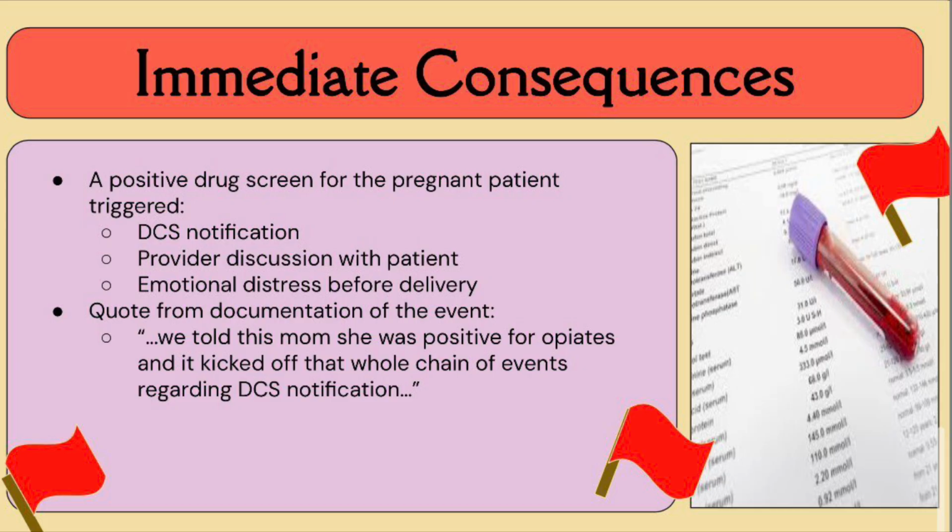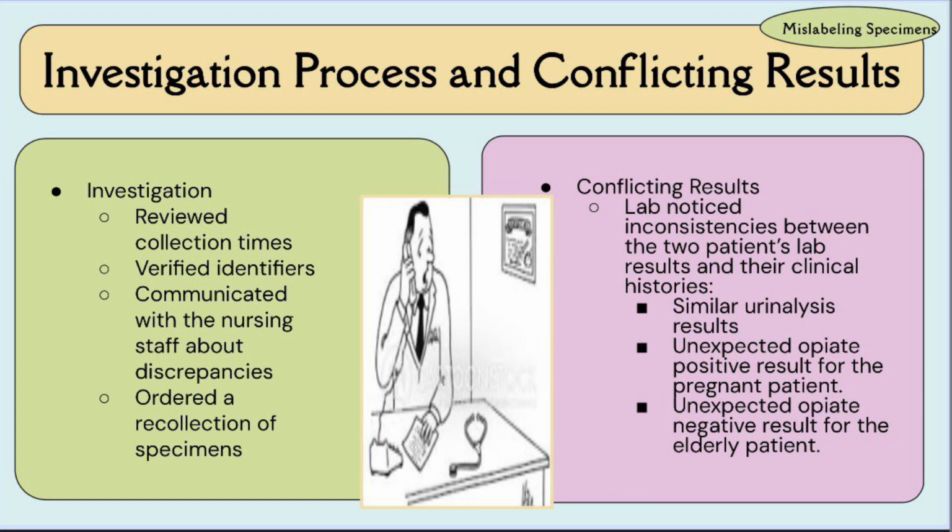As the laboratory reviewed the results, inconsistencies became apparent. The nearly identical urinalysis findings and unexpected toxicology result raised suspicion. The laboratory began an investigation by reviewing collection times, verifying patient identifiers, contacting nursing staff, and ordering repeat specimens.